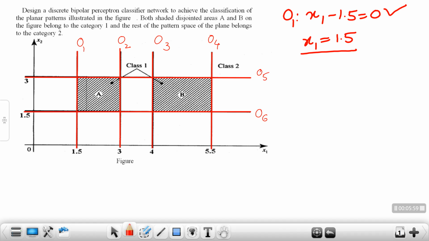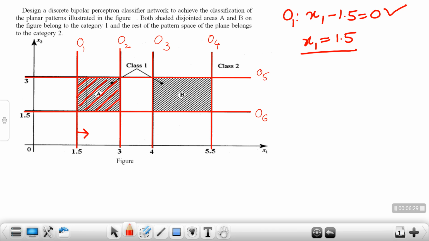Now x1 minus 1.5 is equal to 0. This equation is fine, but this equation gives the equation of this particular line here. So this line equation is that. But I do not want the equation of the line alone. I want the equation of the area which is there on this side, because I am interested finally in this region.